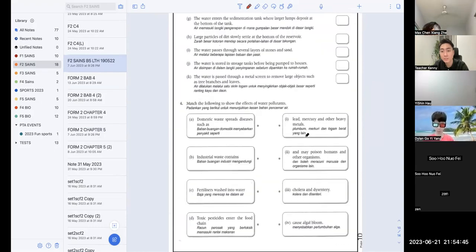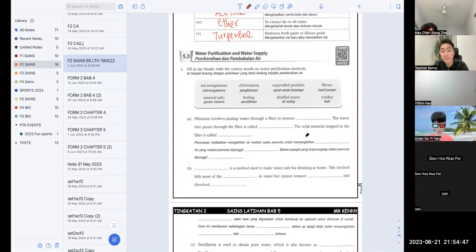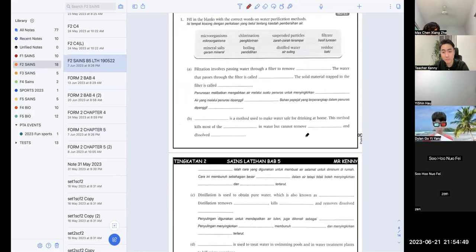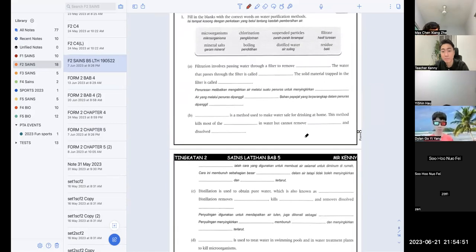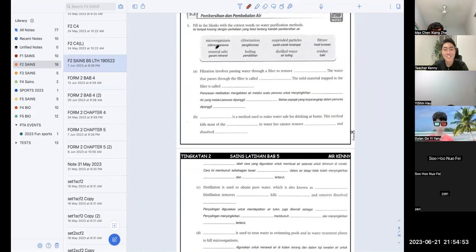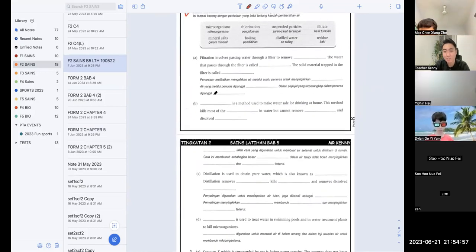Let's see. Since we have time, try out this question, one A, B, C, D. Some of these words are difficult. Try to fill in as many as you know. 2 minutes. Go.